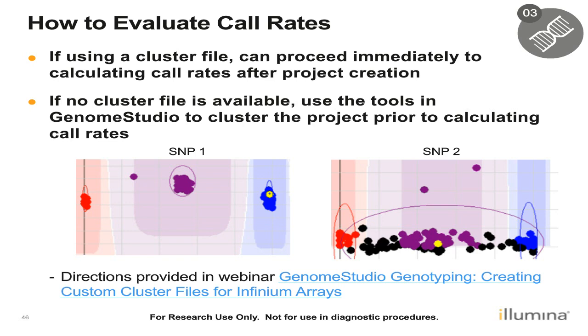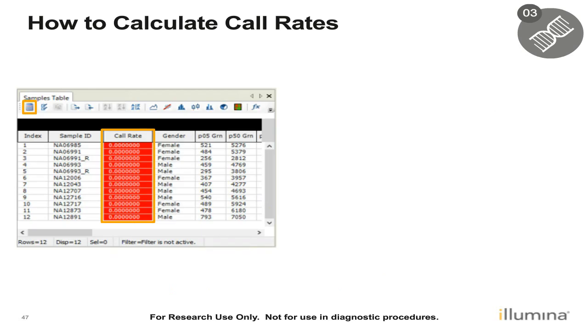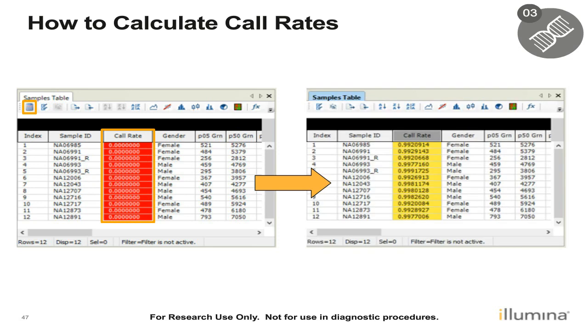To calculate call rates, first you go to your project, and initially when it loads, you'll see that the call rate is all 0 and it's highlighted in red. What you need to do is select the calculator button on the upper left, right under the samples table name. Once you click that calculate button, the software will calculate the call rates and provide you with the call rate values next to the sample IDs.